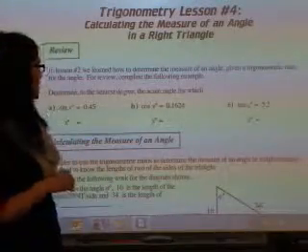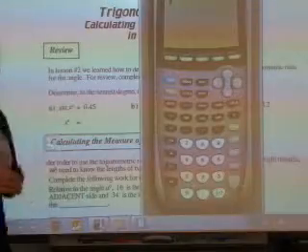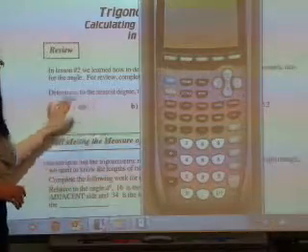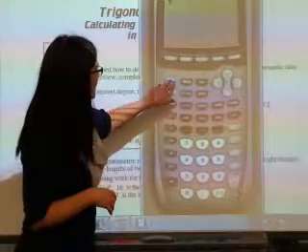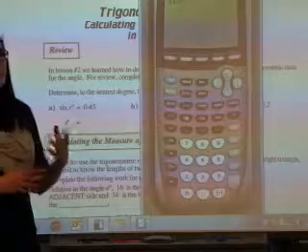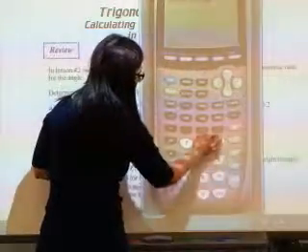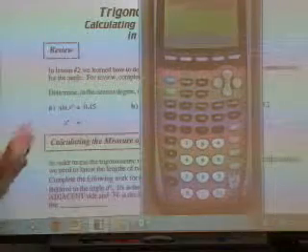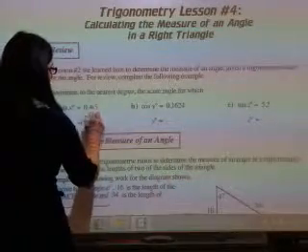or inversing the process. So for example, if I have that sine x equals 0.45, to figure out angle x, I reverse the process by using sine inverse. So I go second sine, and I get this -1 exponent, which means sine inverse, 0.45, enter, and I get 26.7, or to the nearest degree, 27 degrees.